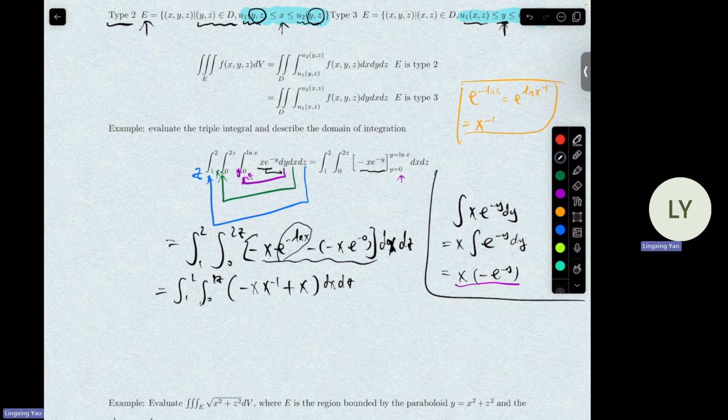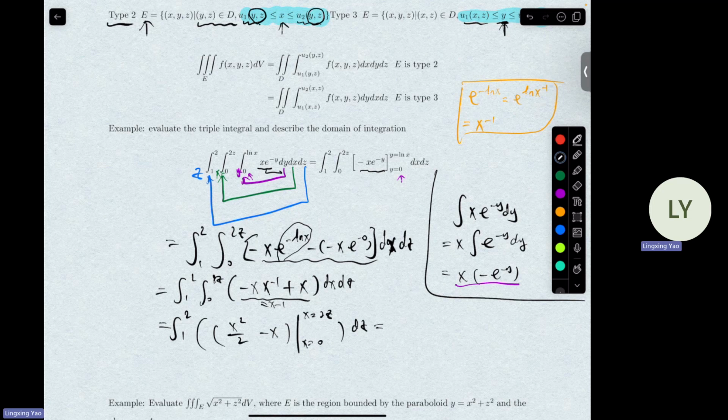So this is x minus 1 over here, and the antiderivative of that with respect to x is x squared over 2 minus x, evaluated from x equals 0 to x equals 2z.